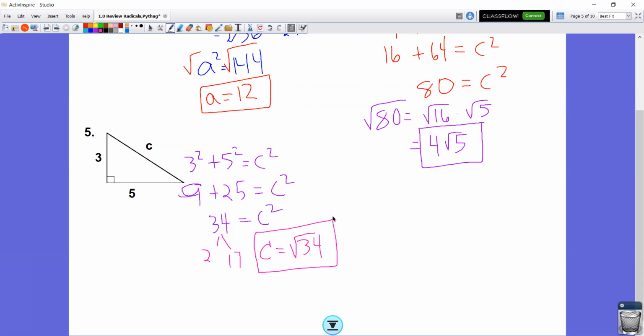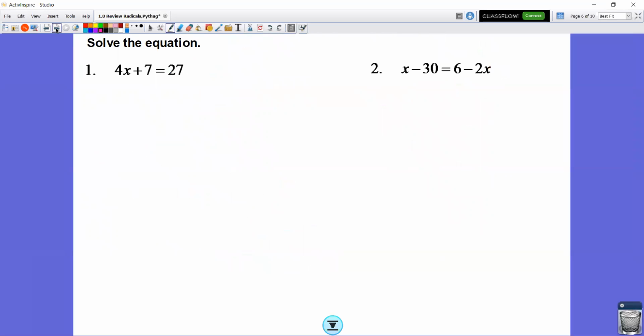All right. The next thing I want to talk about, because this is basically a review, is solving equations, okay? For number 1, this is a basic 2-step equation. You always want to isolate the variable, right? Get the variable on one side, get all the numbers on the other side, and then you're good to go. So in this case, I would subtract 7 from both sides and get 4x equals 20.